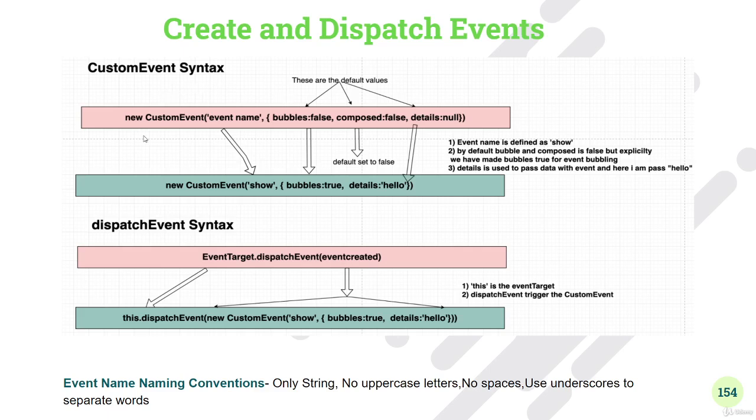Once your event is created, you want to dispatch it. To dispatch it, the syntax is EventTarget.dispatchEvent, and you pass the event you have created into the dispatchEvent method. In LWC, the event target is this, which gives us the component event target, like we used this.template.querySelector. Similarly, here we use this.dispatchEvent and pass the event you created. This is how you create and dispatch the event. Let's go to VS Code and see this in real time.